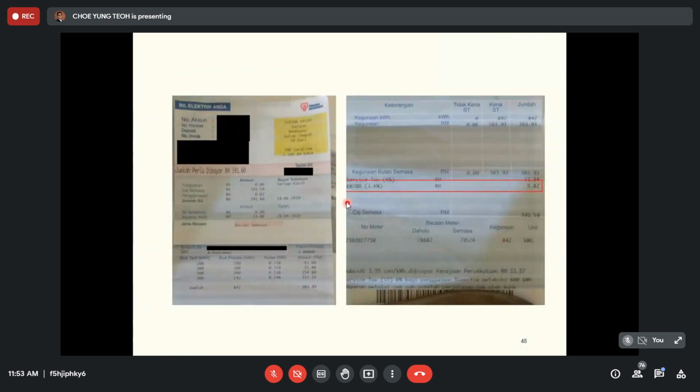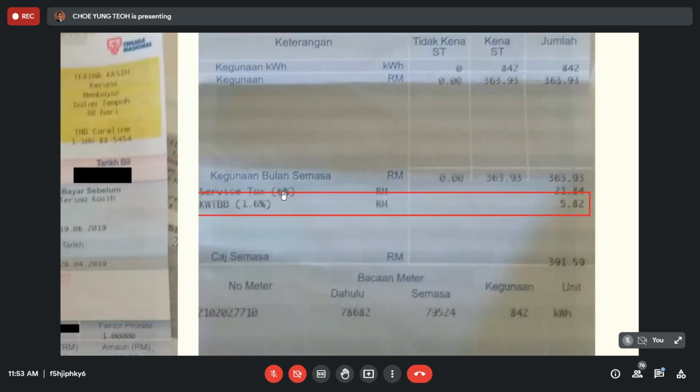Yeah, so just like I said, 1.6%. I think still in your, give me a minute, I'll check my desk for you. I think no more. I think end last year, maybe. Okay, maybe you can refer to the electrical bill last year. You still have 1.6% of this. They call it KWTBB. Okay, so we tax 6% and KWTBB 1.6.